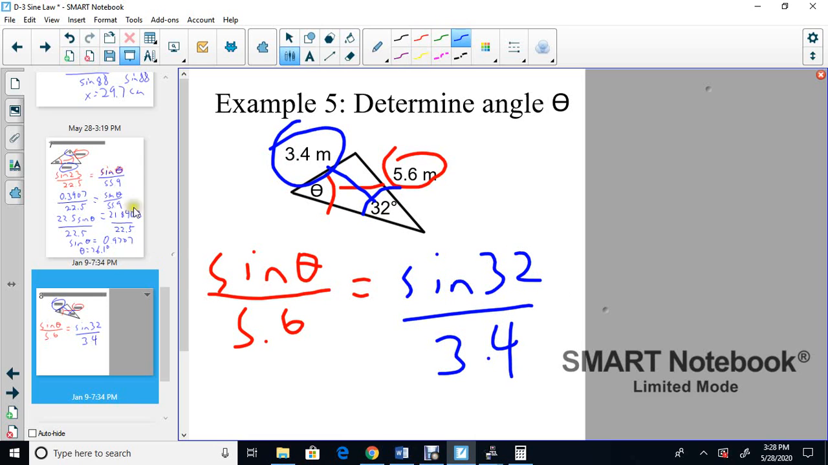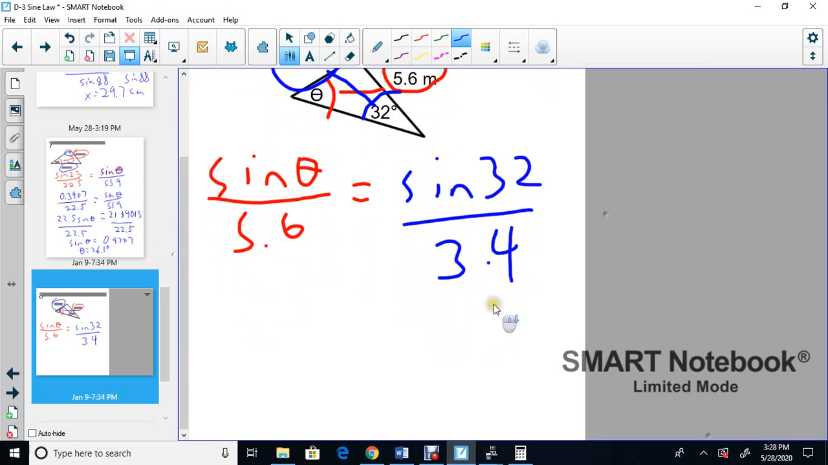Notice I don't even write sine A over A anymore. I just know it's the sine of the angle divided by the side across from the angle. So I don't even put sine A over A and sine B over B.